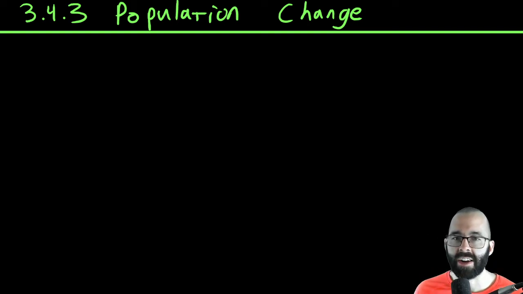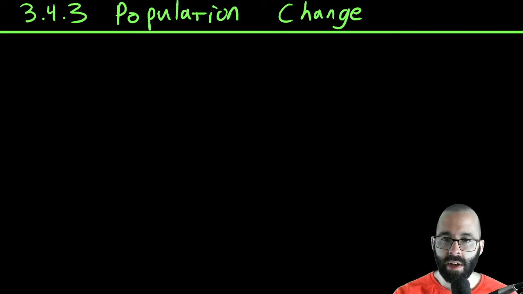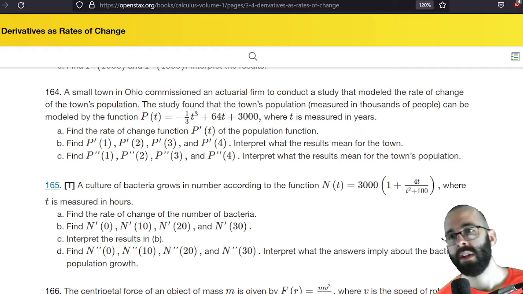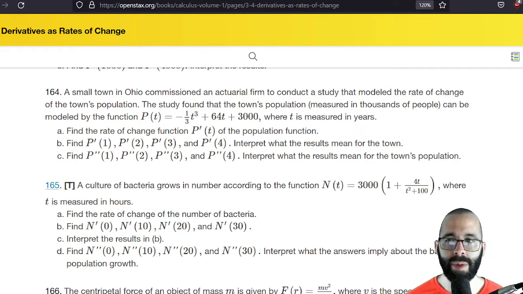This video is going to have us talk about population change. All right. So it's going to basically be the same as the other videos, but in the context of population. We're just going to look at a homework problem and apply what we've already done to the context of population. So we're looking at a small town in Ohio, and they commissioned an actuarial firm.